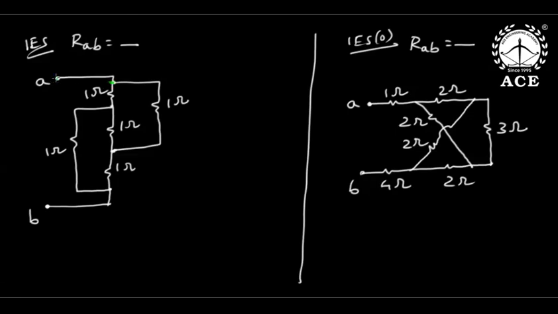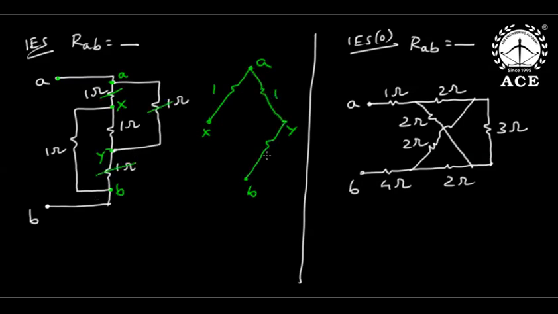Now this junction is A, so this junction is automatically A, and this junction is automatically B. Now let this be X and let this be Y. So I will rewrite like this: A, B, X, Y. I'm just shifting the nodes. See, A to X is 1 ohm, A to Y is 1 ohm, then B to Y is 1 ohm.